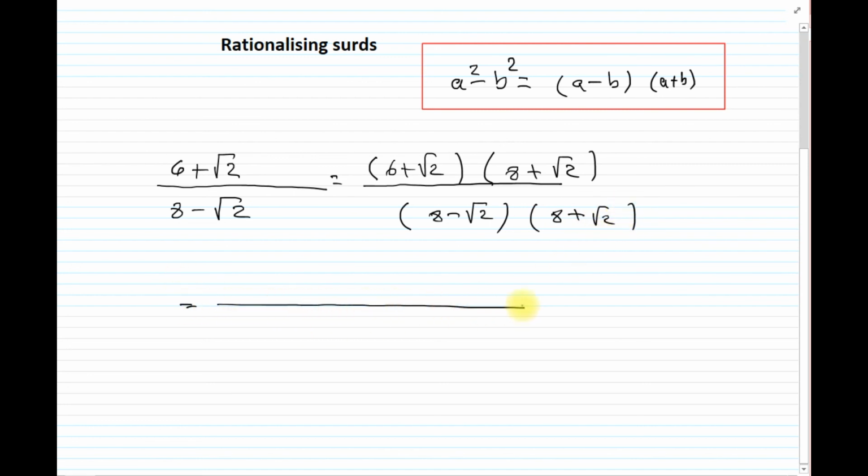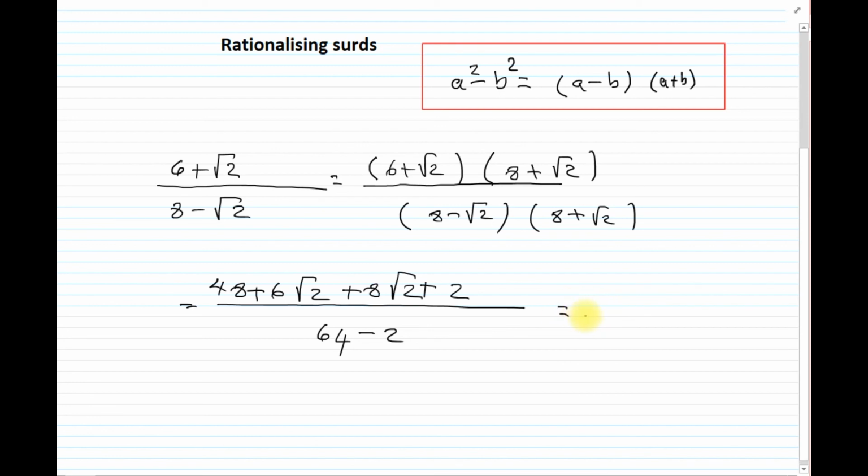Okay, what we need to do now is to expand the brackets, multiply it out. So 6 times 8 is 48. Then we have plus 6 root 2. Then I have plus 8 root 2. That's root 2 times 8 will be 8 root 2. Then I have root 2 times root 2, which will be just 2 by itself because that will be root 2 squared. The denominator will be a squared, which is 8 squared, which is 64, minus square root of 2 squared, which is 2, comes minus 2.